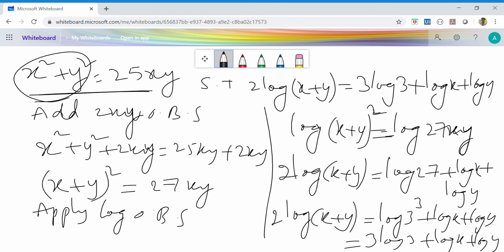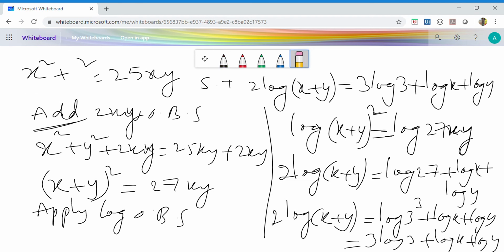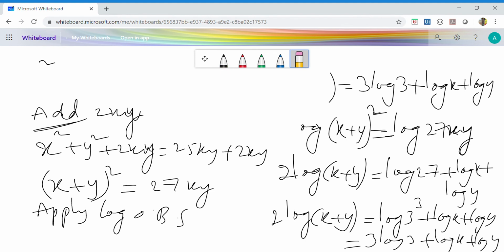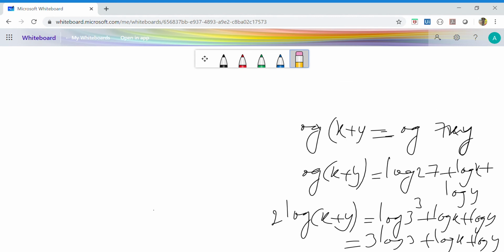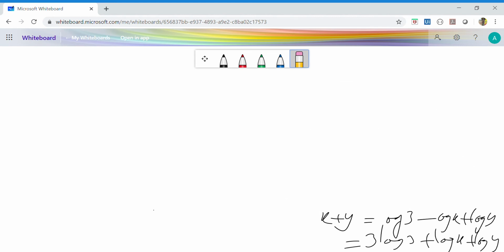Suppose sometimes they ask (x minus y) whole square also. 2 log of (x minus y) is equal to something they have given. In such a case you have to subtract 2xy on both sides. So what is RTP? You have to observe the RTP in these sums, and from the RTP we have to decide what to do with the given condition.